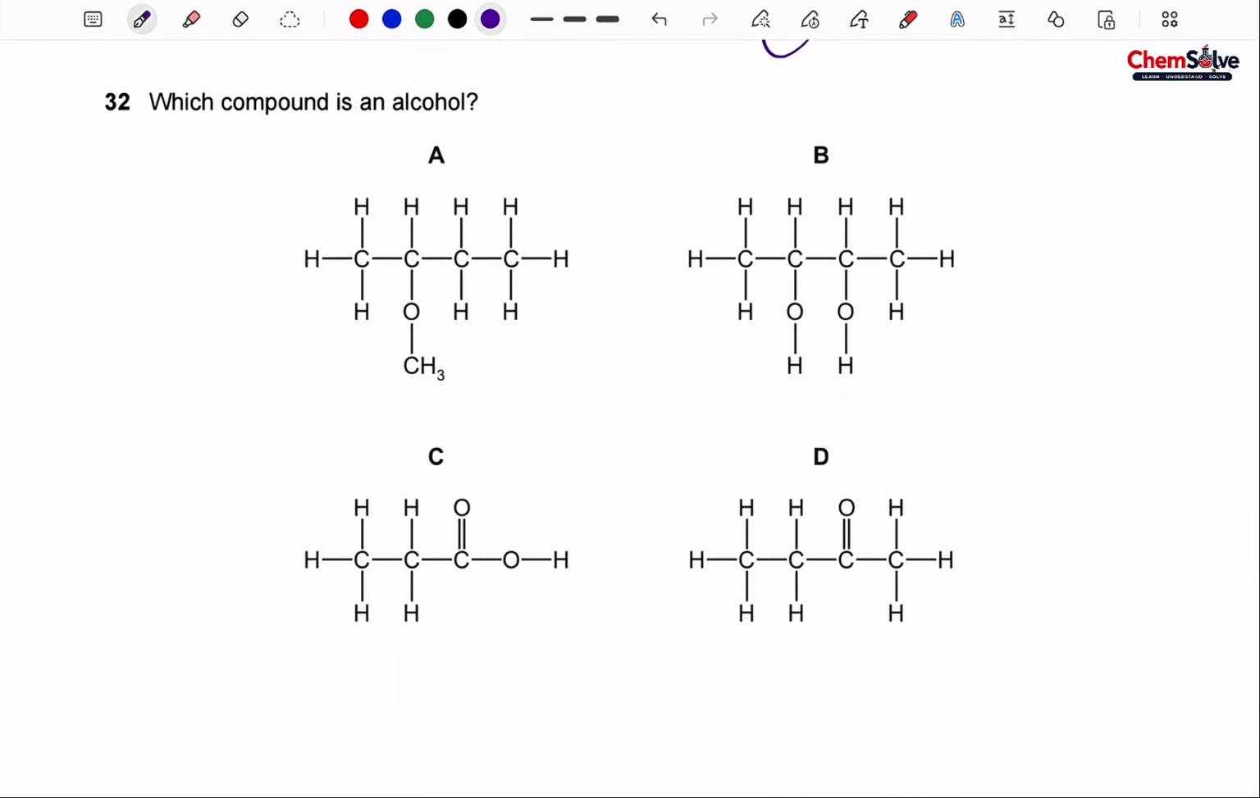Okay, which compound is an alcohol? Question number 32. Before looking at the options, we all know that the functional group of alcohol is OH. So we just have to look for the functional group OH.